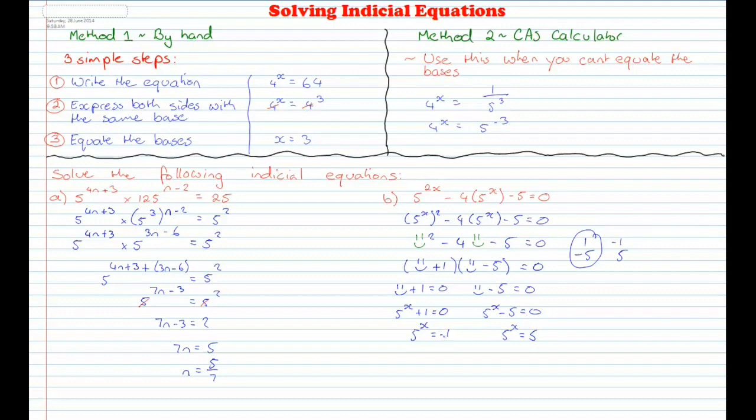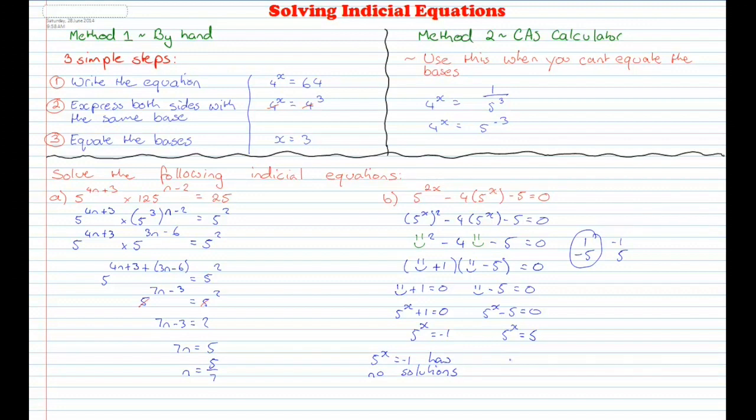So if I think about this for a second, there's not actually any way that I can get 5 to the power of anything is equal to negative 1. There's not actually any possible combination. If it was 1, I could say 5 to the power of 0 is equal to 1, but the negative makes it impossible to do. So therefore, 5 to the power of x equals negative 1 has no solutions.